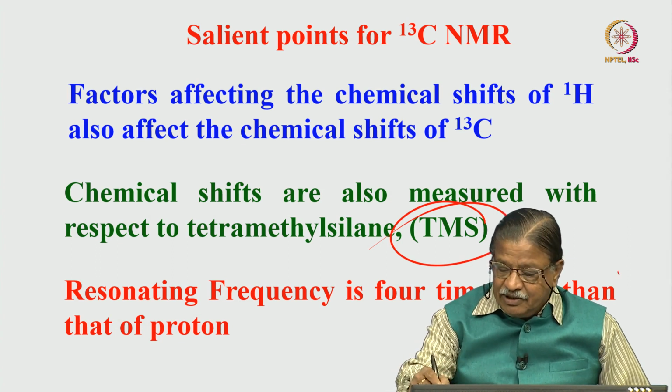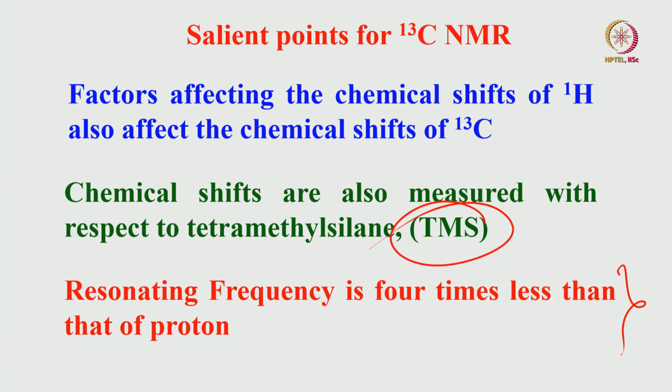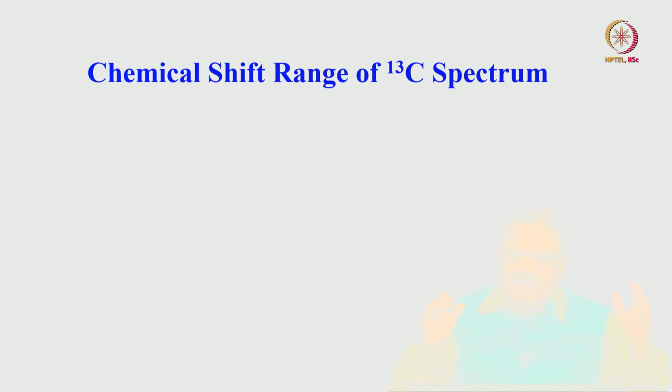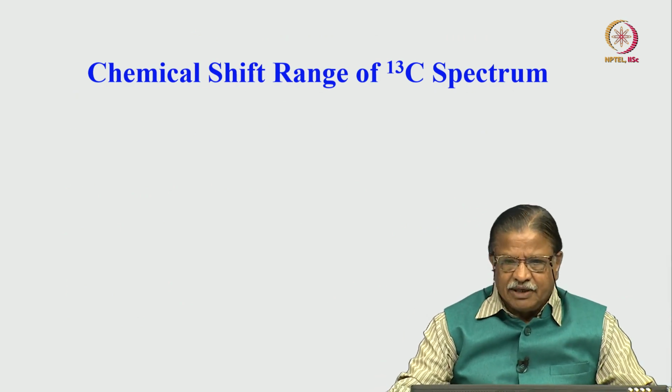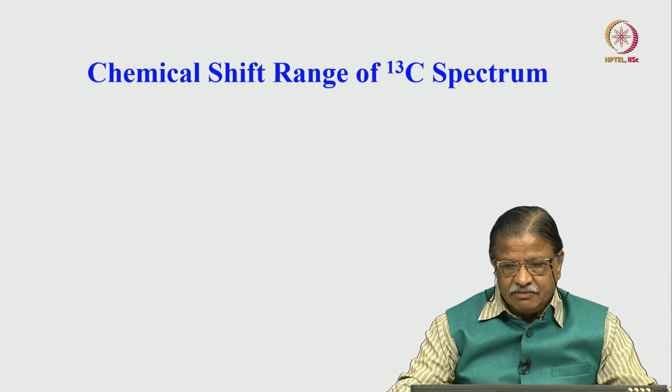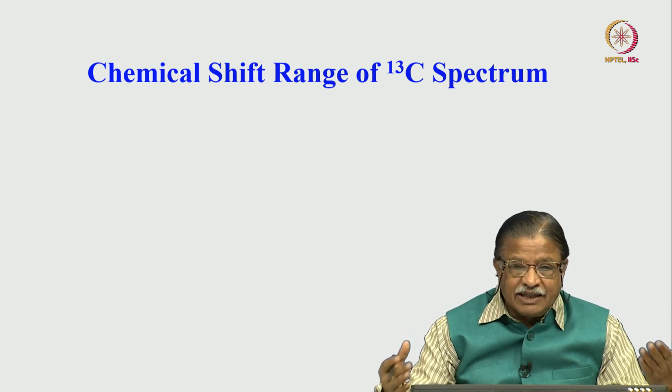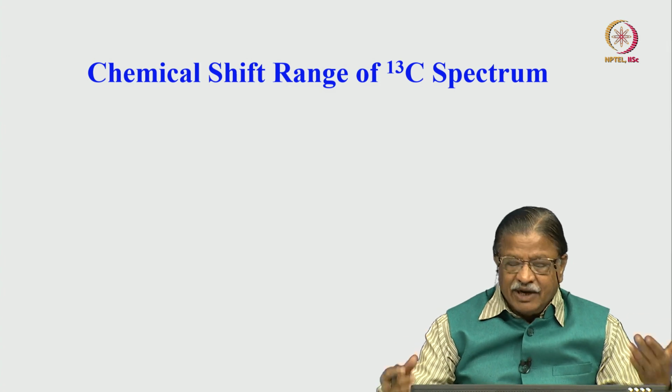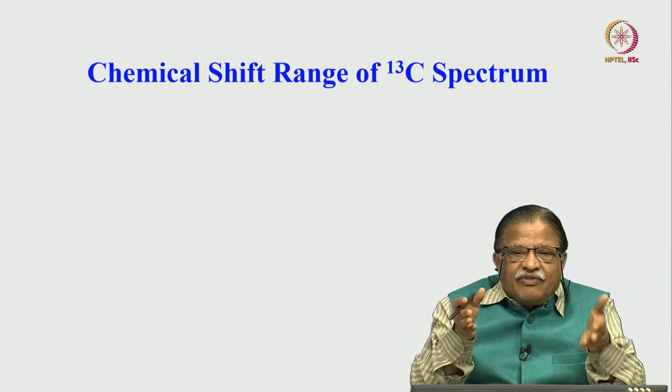An interesting point we should know, we discussed this when we explained the chemical shift: the resonating frequency of protons is 4 times more than that of carbon, or in other words, the resonating frequency of carbon is 4 times less than that of the proton. Meaning, if I have an NMR spectrometer resonating at, let us say, 200 megahertz, where does proton resonate in that spectrometer? I mean, where does carbon resonate?